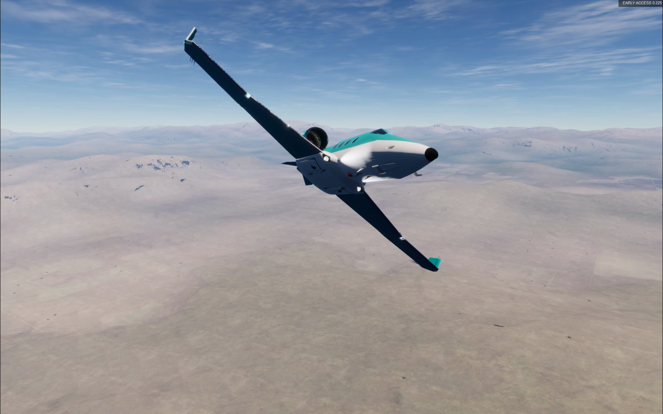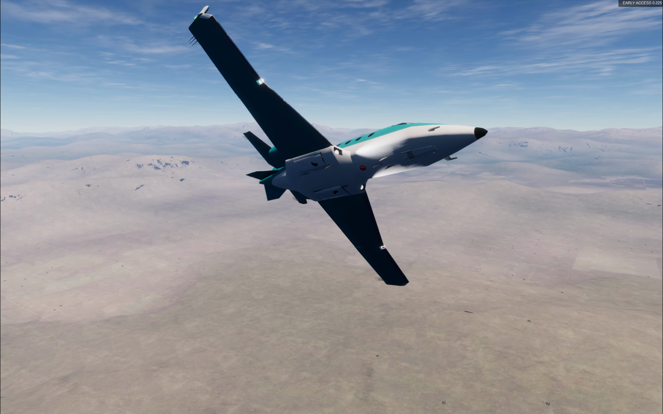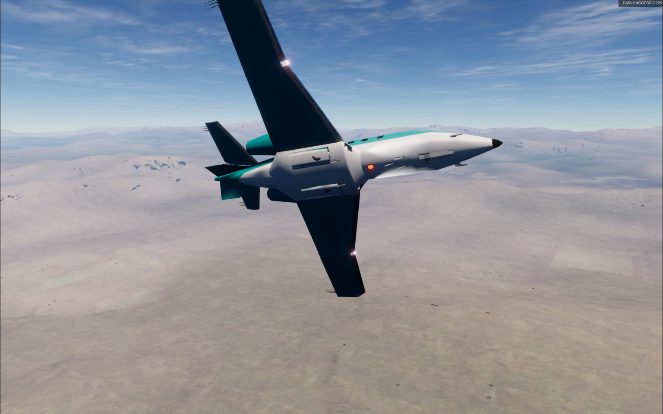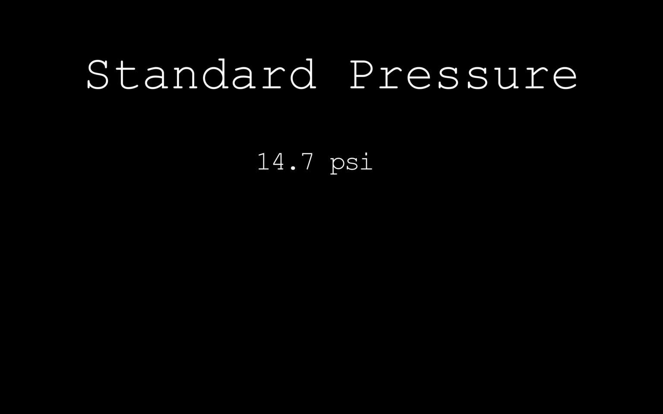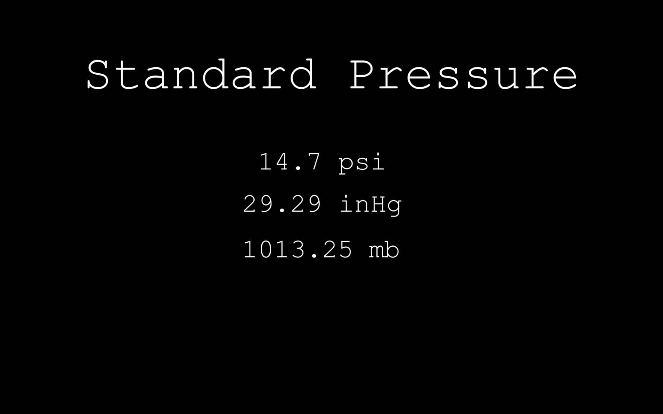So put simply, a standard day is simply the average temperature and pressure as collected over decades or even centuries of measurements. These measurements are all at sea level or adjusted for sea level. Standard pressure is 14.7 psi, 29.92 inches of mercury, or 1013.25 millibars. Standard temperature is 15 degrees Celsius or 59 degrees Fahrenheit.